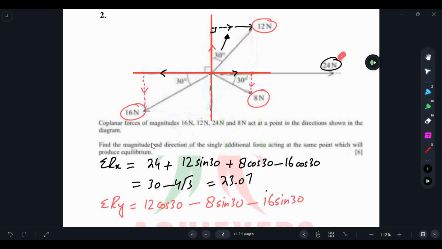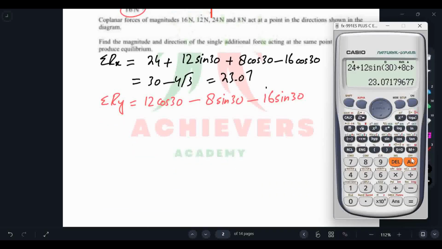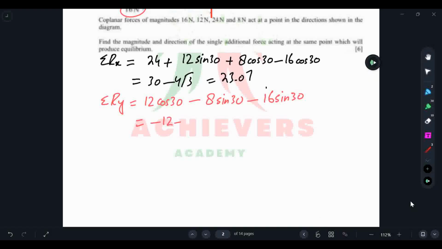30. Now we can easily find out the values over here, and we can see that 12 cos of 30 minus 8 sine of 30 minus 16 sine of 30 will be equal to minus 12 plus 6 square root of 3. This one is the horizontal, this one is the vertical component.